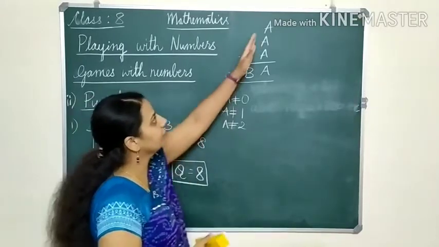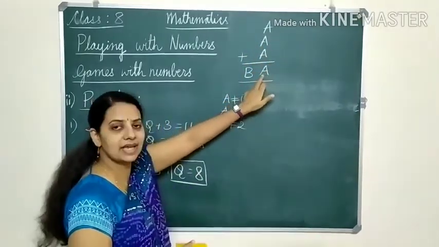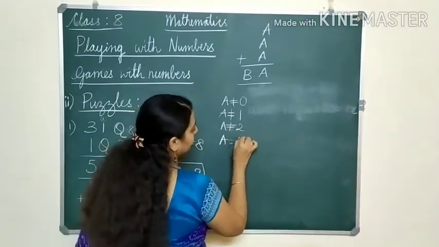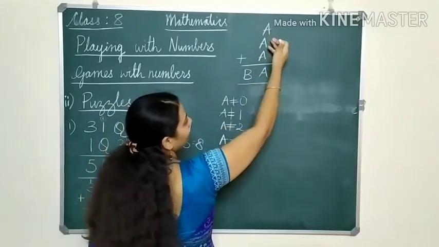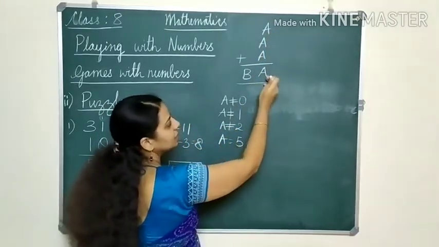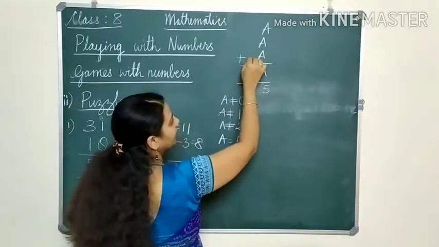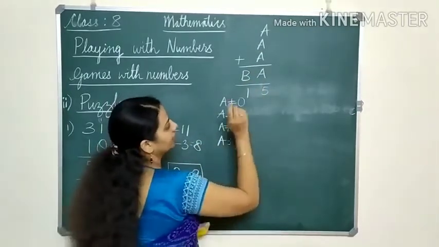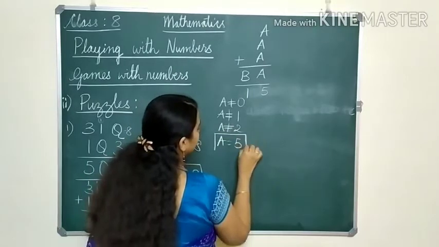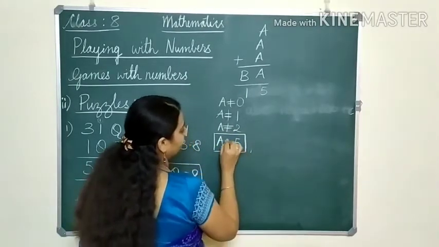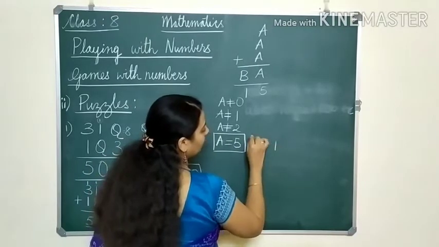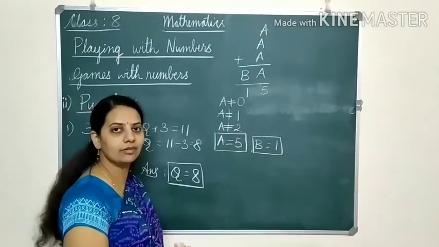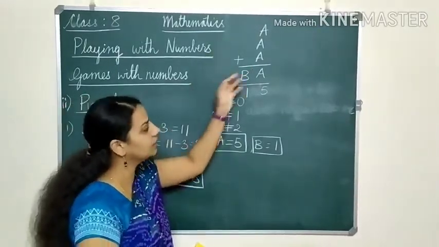So which number, if you consider, will give you the same digit in units place? That is A, if you consider it as 5, that is 5 plus 5 plus 5 gives you 15. So here the unit place will be 5 and then carry over 1. So B becomes 1 and A becomes 5. So the answer is A equals 5 and B equals 1. You understood, children? This is how we have to solve. We have to think logically and apply the rule.